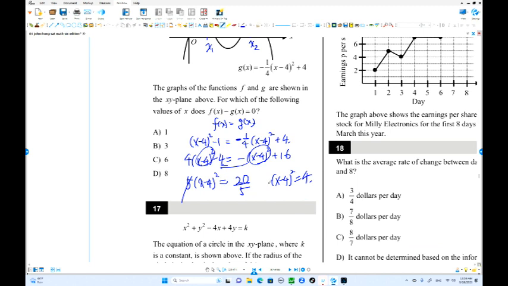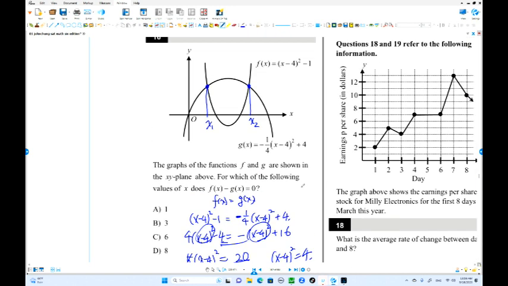After that, take the square root, right? x minus 4 is what? Plus or minus the square root of 4, which is what? 2 and negative 2, right? So you can add the 4 to both sides. x equals 6 or 2. Okay? The smaller one is 2, and the larger one is 6.